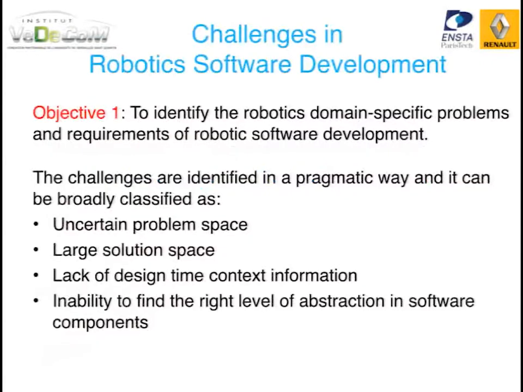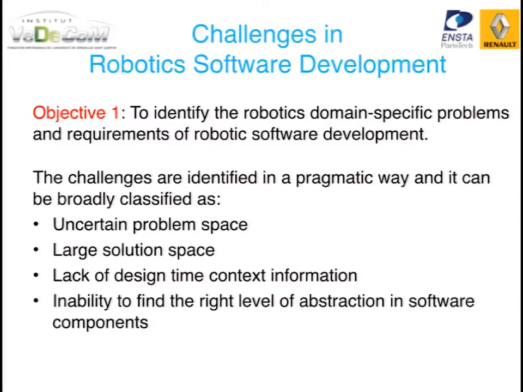Our first objective is to identify the robotic domain-specific problems and requirements that are not explicitly captured in existing frameworks. We have classified these challenges into broad classes such as uncertain problem space because no systematic reuse-based software development process is adopted in robotics. Another one is the large solution space that exists in robotics with different non-functional properties for different scenarios. And the lack of design time context information, where system designers assume something which is not properly documented in the model.